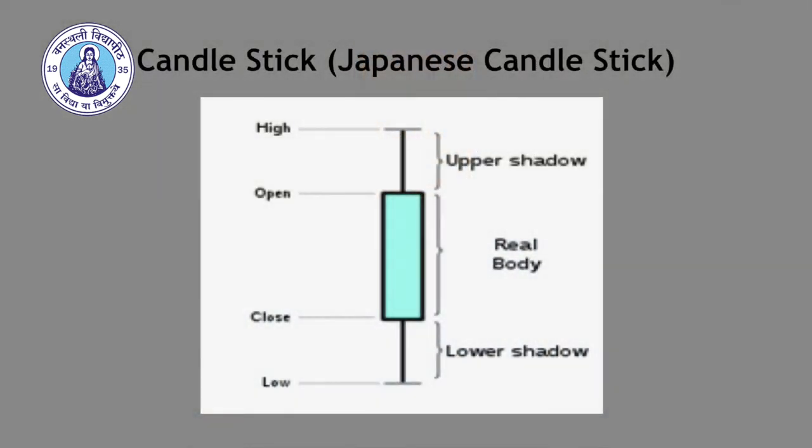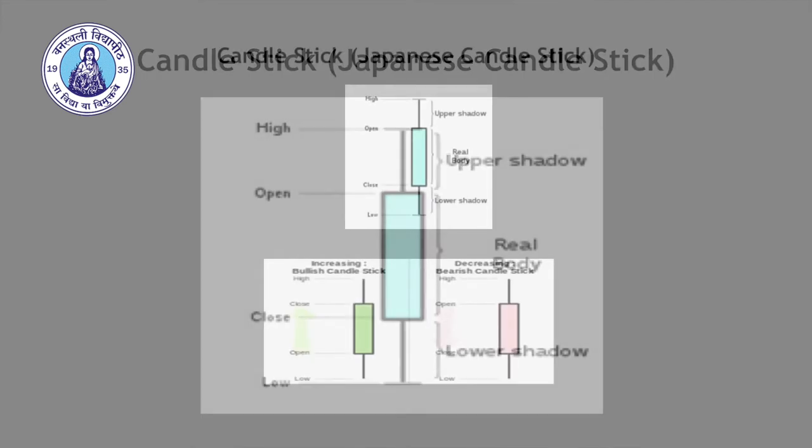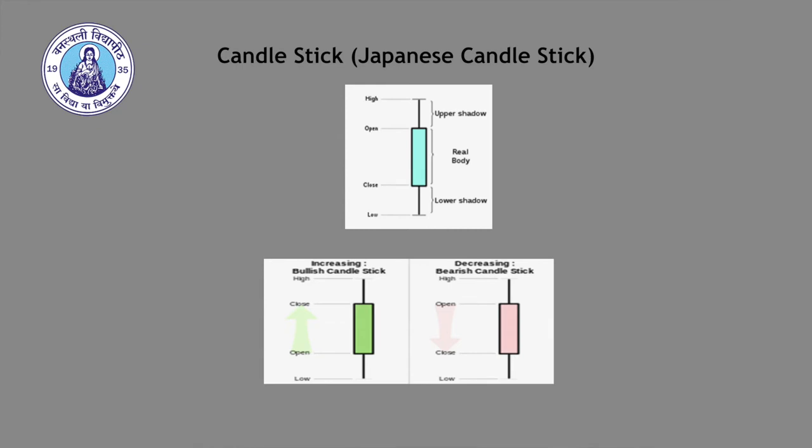If you look at this particular slide, you will find that it looks like a box plot with whiskers, and it has a real body with an upper shadow and a lower shadow. Now, the lower whisker's end point is the low price, then comes the closing price, then the open price, then the high price. Depending upon whether the market is bullish or bearish, the candlestick changes its pattern.